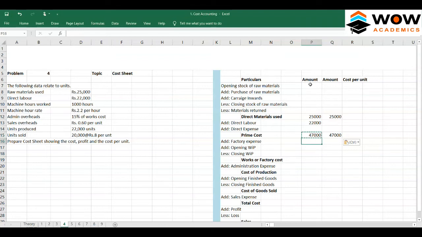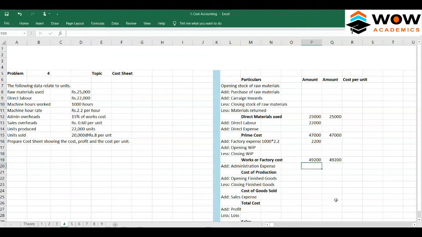And machine hour rate. See, machine is used in factories. So that would be the factory expense. So factory expense is 1,000 hours into 2.2 per hour for using the machines. So that comes to 2,200. So we don't have any opening WIP and closing WIP. So directly it comes to 49,200. So it would again be put outside.